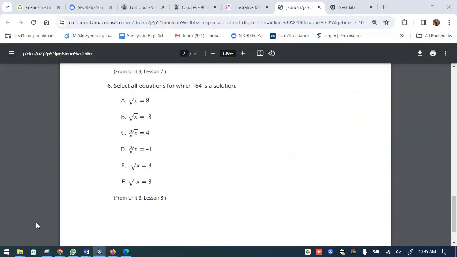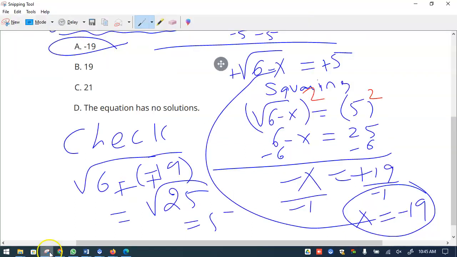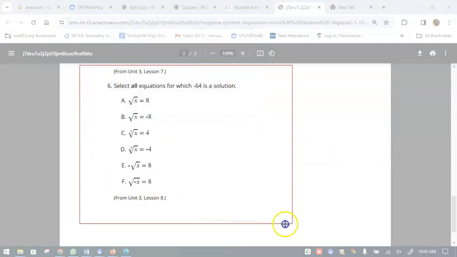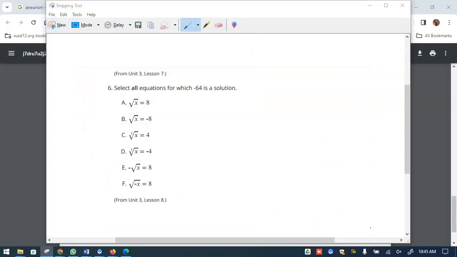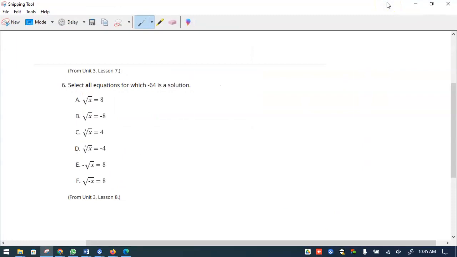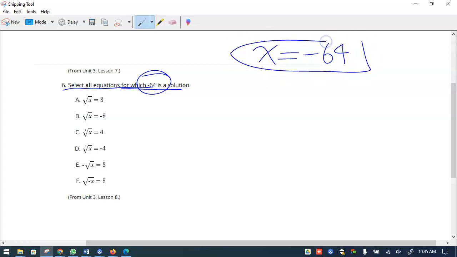Okay, so the last question is this one, 6. So let me see if I can do the snipping here. Oh, yeah, I can do. So the question is, select all the solutions for which minus 64 is a solution. So we want to know if I put x equals minus 64 in each case, are the equations true?